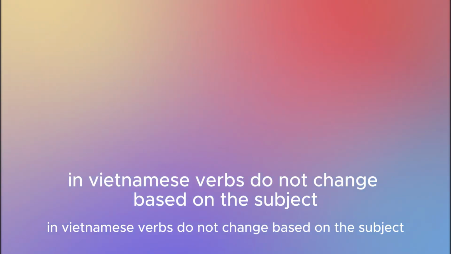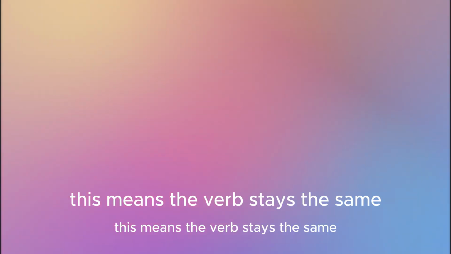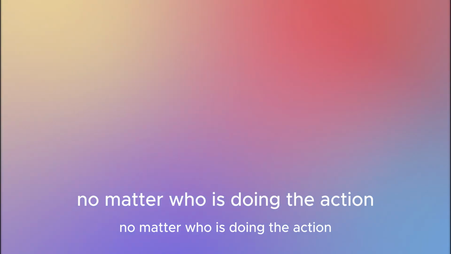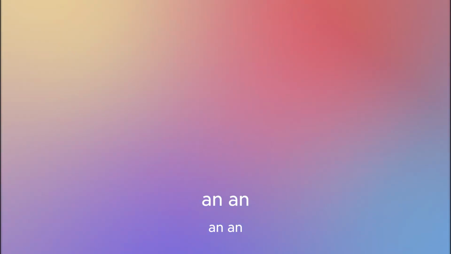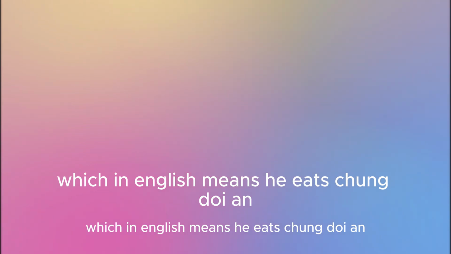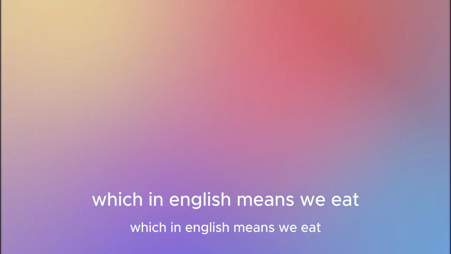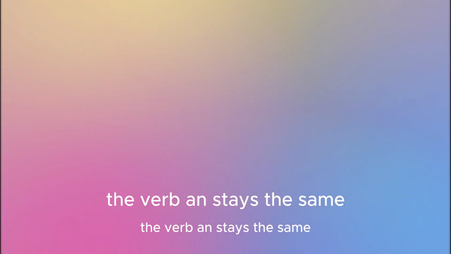Now here's something very important. In Vietnamese, verbs do not change based on the subject. This means the verb stays the same no matter who is doing the action. For example, tôi ăn, which in English means I eat. Ăn, which in English means he eats. Chúng tôi ăn, which in English means we eat. The verb ăn stays the same.